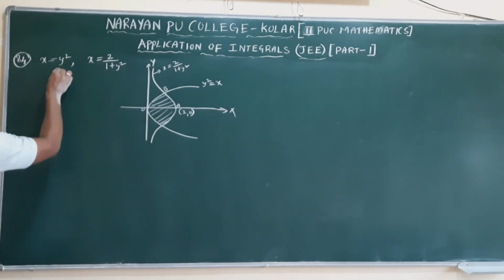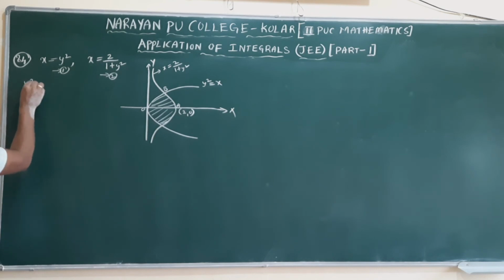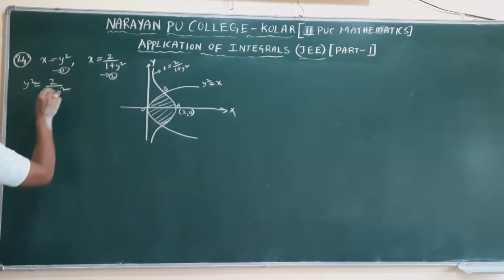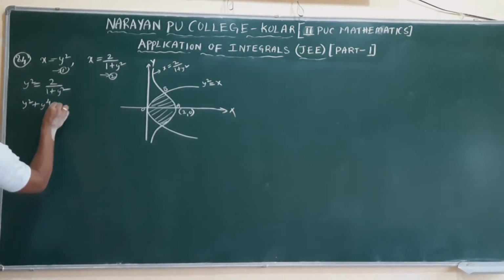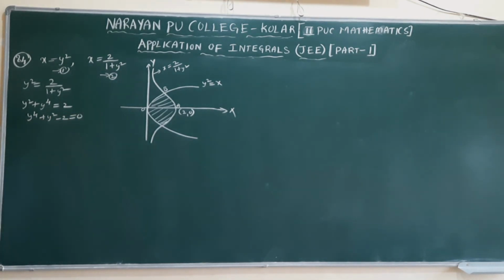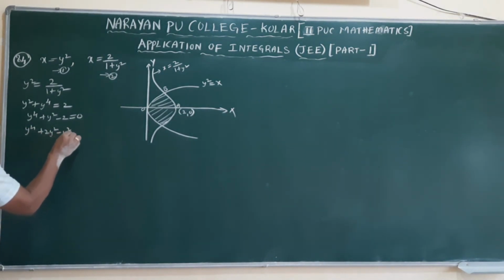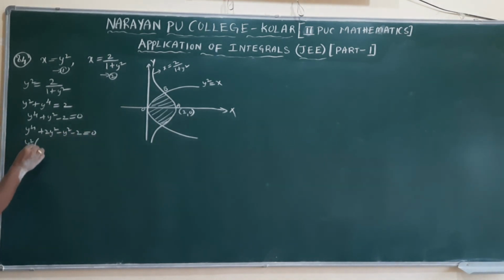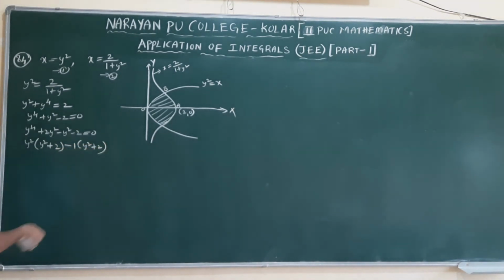We will solve these equations, equation 1 and equation 2. The left side is x only, right? Compare the right side. Y square equal to 2 by 1 plus y square. Cross multiply. Y square plus y power 4 equal to 2. From this, y power 4 plus y square minus 2 equal to 0. Factors: y power 4 plus 2y square minus y square minus 2 equal to 0. Y square common, y square plus 2 minus 1 common, y square plus 2 is equal to 0.